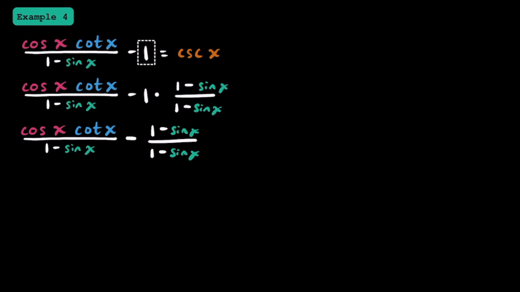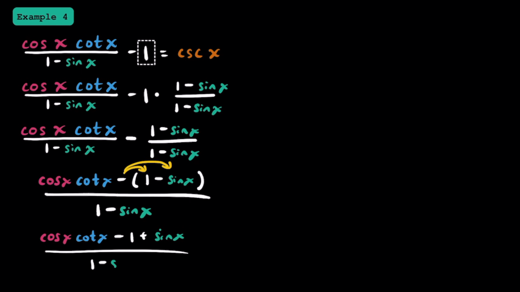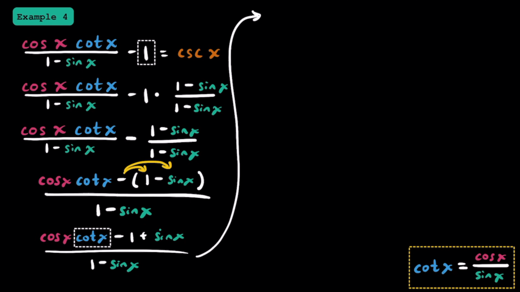Now that we have common denominators, we can rewrite this as one fraction and write cosine of x multiplied by cotangent of x minus the quantity of 1 minus sine of x. This is going to be all over 1 minus sine of x. Distributing this negative here, we can write this as cosine of x times cotangent of x minus 1 plus sine of x. This is still going to be all over 1 minus sine of x. Let's keep working on this up here. The only thing I can think of rewriting right now is this cotangent of x. Remember that one of our trig identities is that cotangent of x is equal to cosine of x over sine of x.